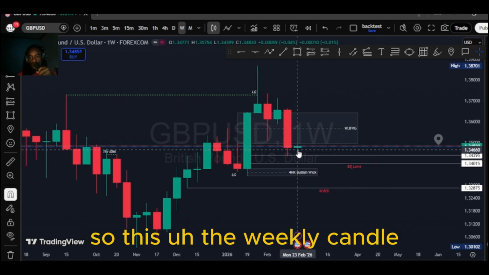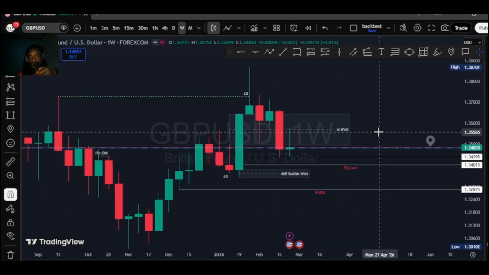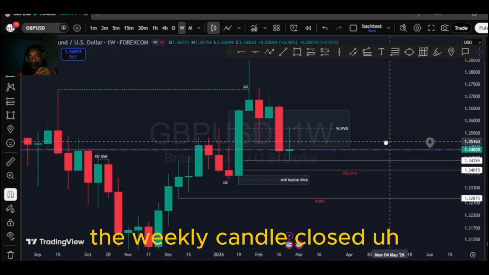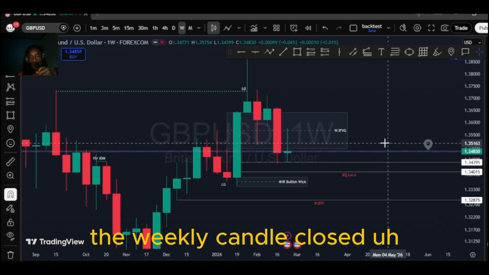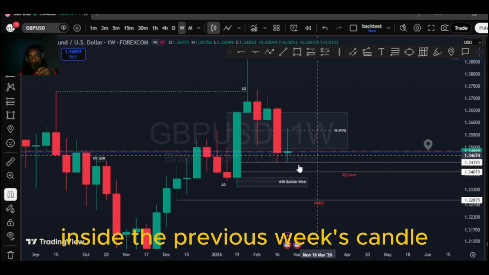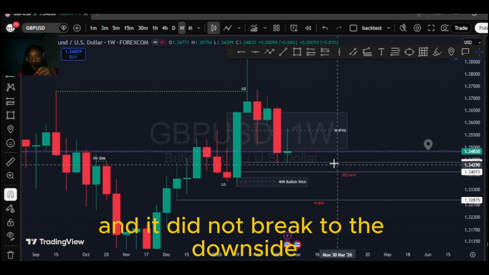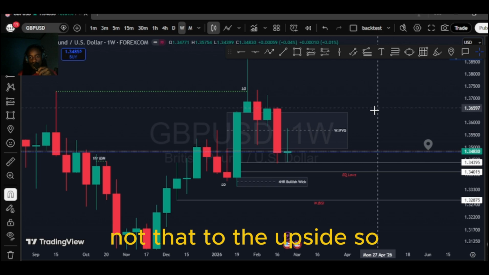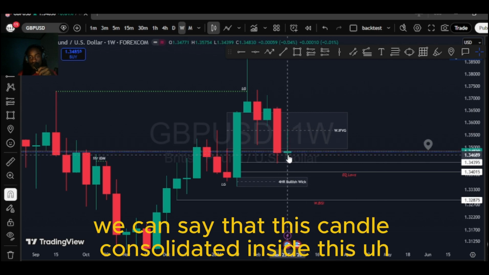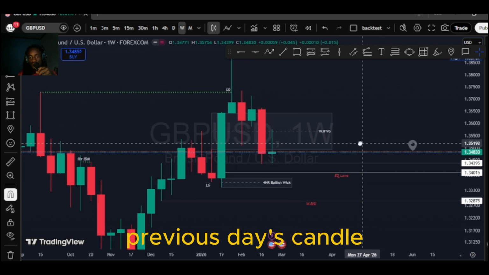So this weekly candle closed inside the previous week's candle, and it did not break to the downside, nor to the upside. So we can say that this candle consolidated inside this previous week's candle.